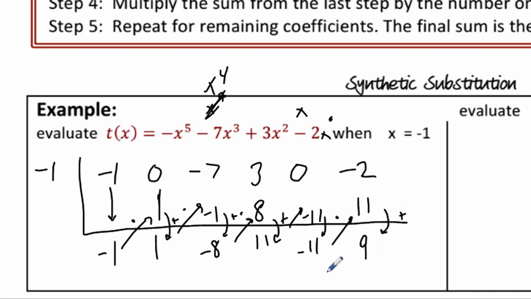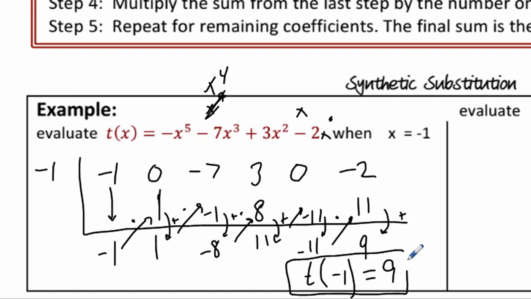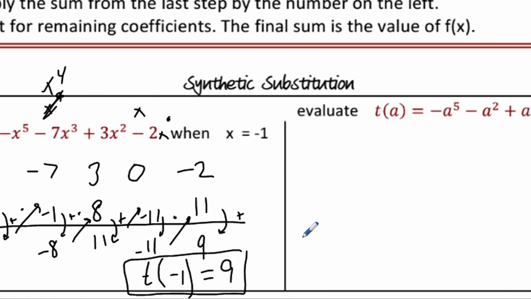So what you get is t of, what do we plug in? We plugged in negative 1 there. So t of negative 1 equals 9. So when I plugged in negative 1 to the t function, I got 9. This is how your answer needs to be written. T of negative 1 equals 9. Not just 9. T of negative 1 equals 9.